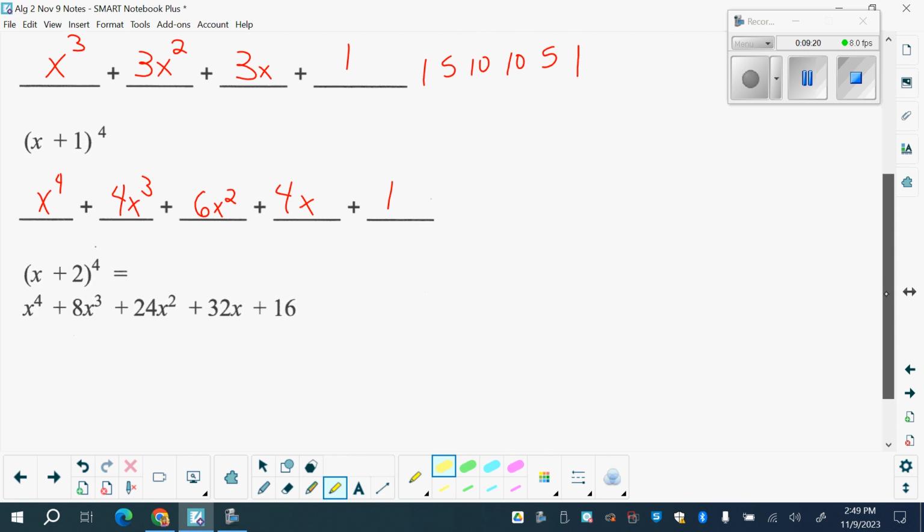Now what about the x's again? What's happening with the x's, the exponents? They're decreasing by 1. So they started with the 4, then 3, 2, 1, and then no exponent on that one, just an exponent of 0. It's row 4.